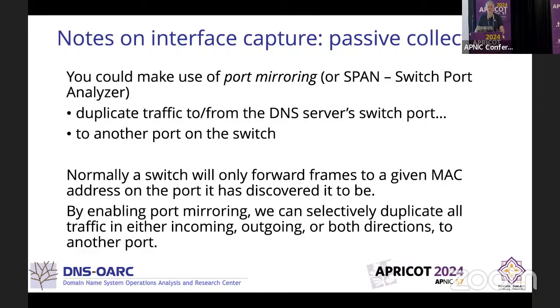But in this case, if you really did need to do that, if you have some kind of third-party appliance doing DNS info blocks or whatever, then you'd be probably doing this kind of stuff. And by enabling port mirroring, we can duplicate, you know, whatever we want.